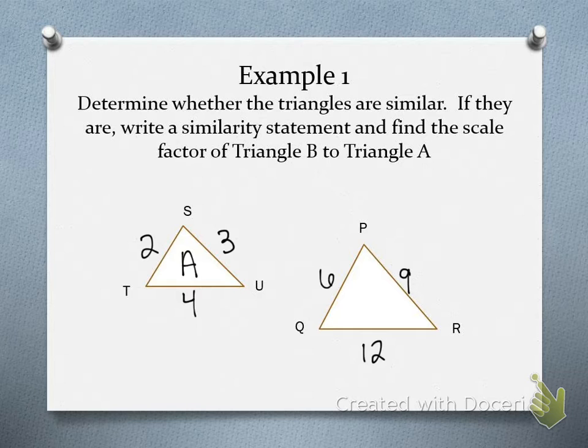This one we'll label as triangle A. This one will be triangle B. Okay. We are asked to determine if these triangles are similar. We know nothing about the angles, so we have to only go by the sides. What do we think? Similar, not sure.